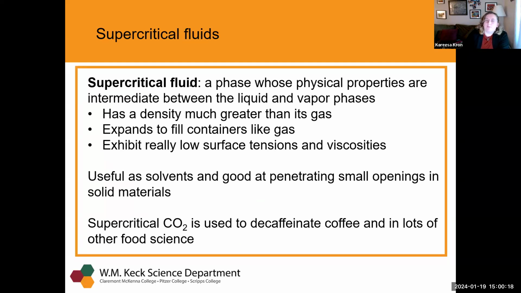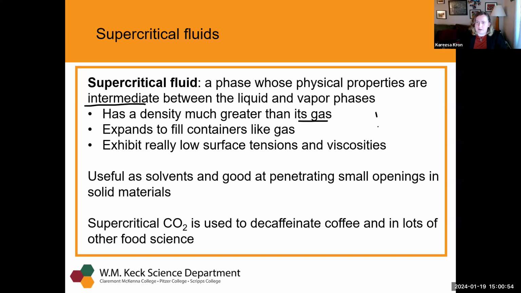Supercritical fluid is a phase where the physical properties of the material are some intermediate between the liquid and the vapor phases. What this ends up meaning is that you have a much higher density than you would have in its gas phase. Liquids typically have higher densities than gas, and the supercritical fluid also has a higher density than gas, but probably not as high as the liquid. It expands to fill containers like gas.